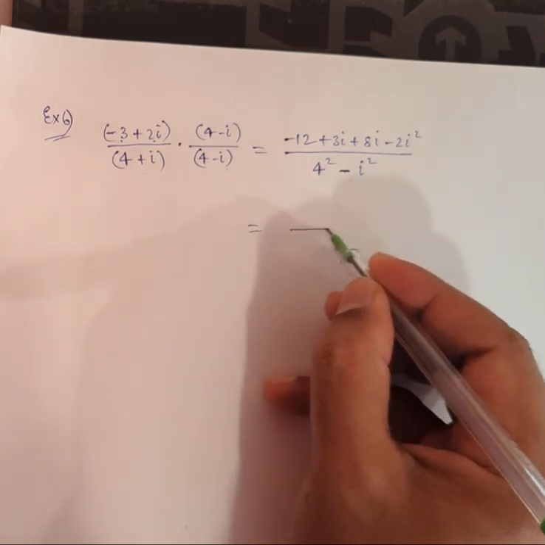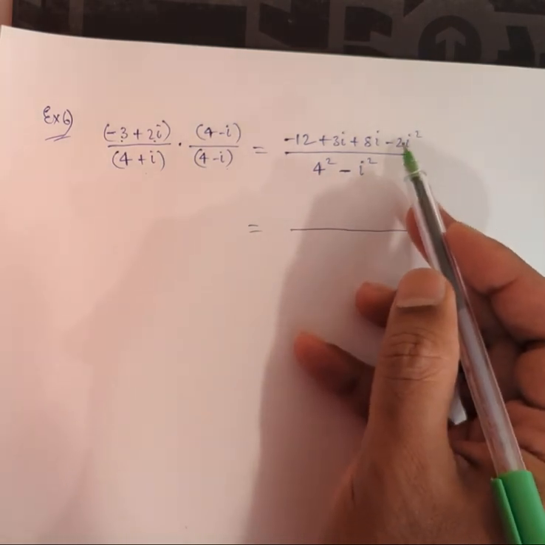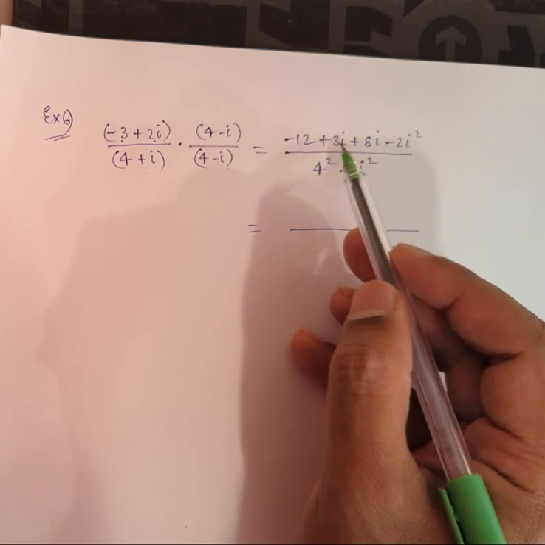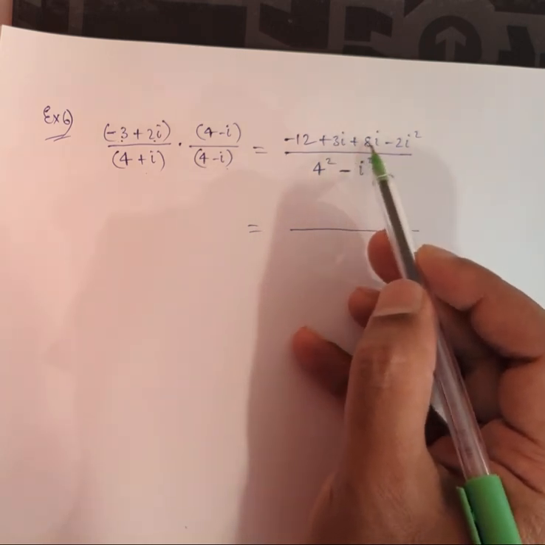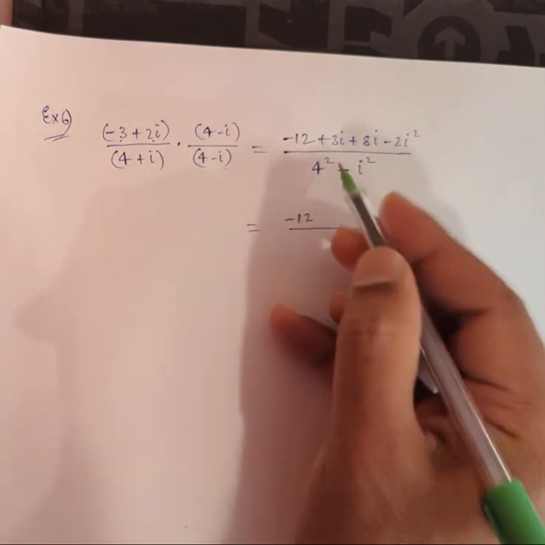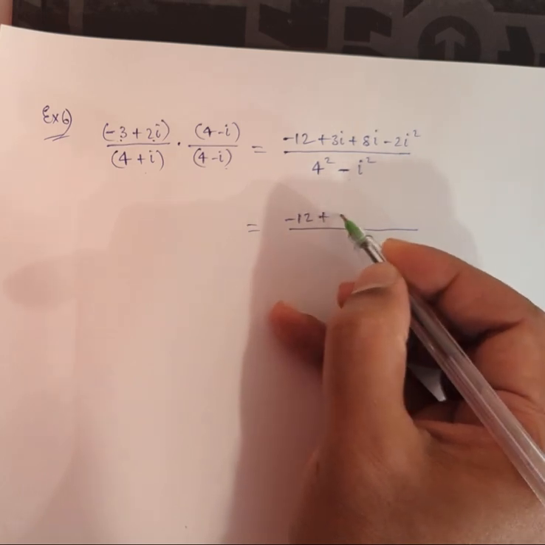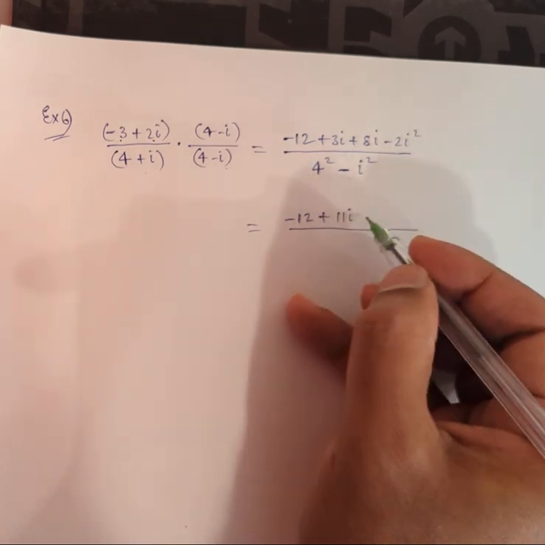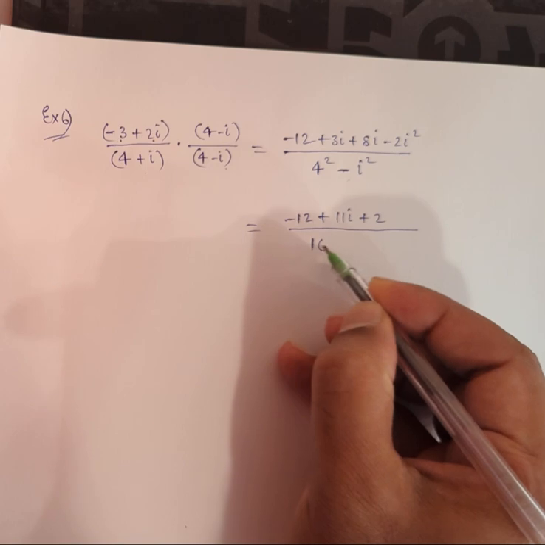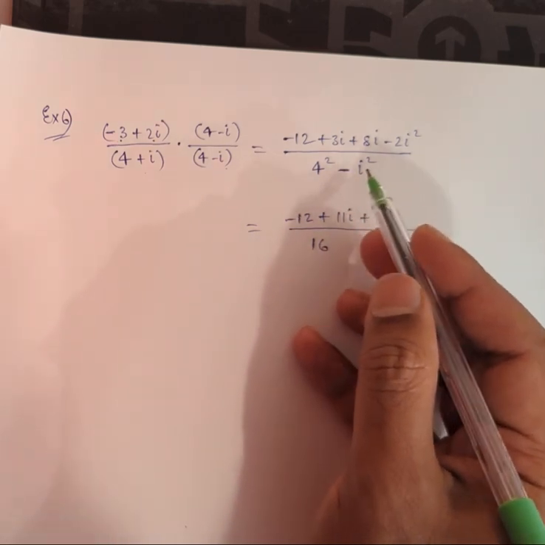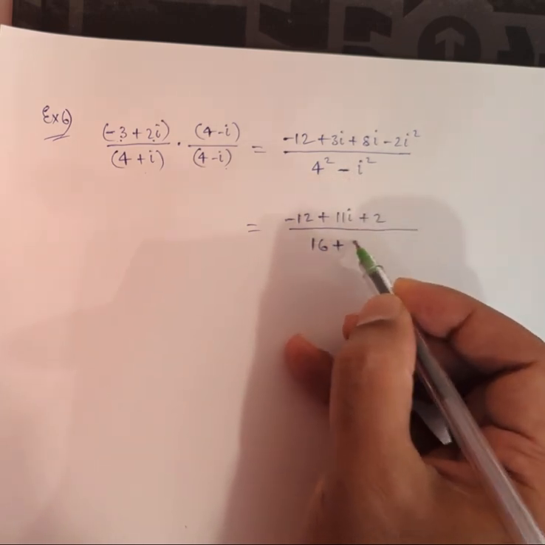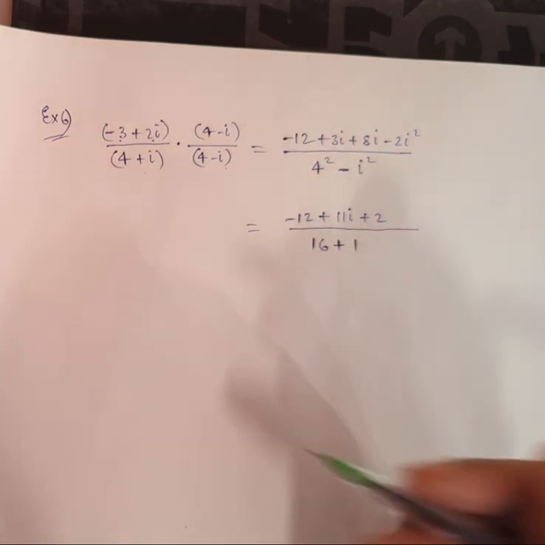So it's time to simplify now. The i square is negative 1. That turns this into a positive 2. And look, we can combine these two like terms, 3i and 8i. So let me rewrite my expression. I'll write negative 12, and maybe I'll combine these two, plus 11i, and the negative 2i square becomes positive 2. And the denominator becomes 4 square is 16 and minus i square. i square is negative 1, so this is going to be plus 1 because it's minus of negative 1.